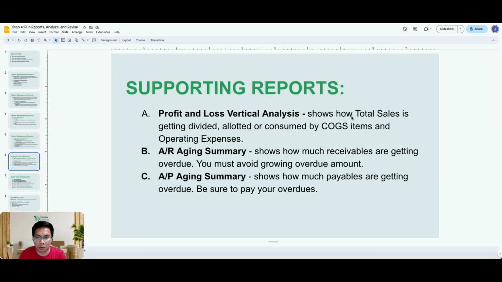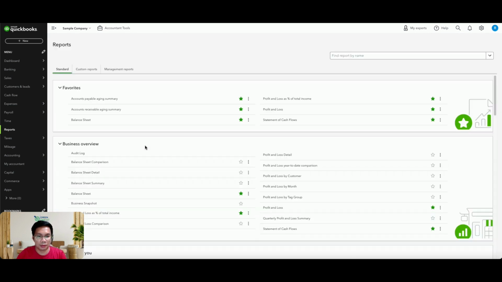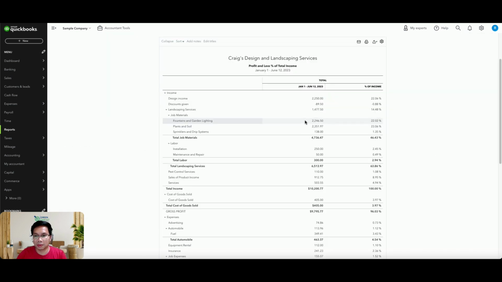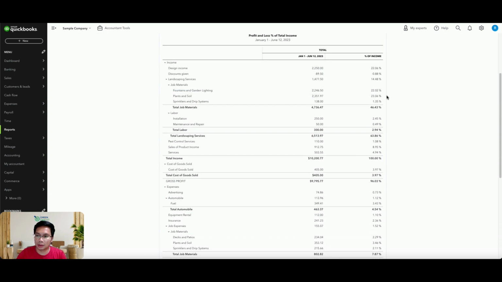So next we have supporting reports. First is profit and loss vertical analysis for the percent of income. It shows how total sales is getting divided or allotted or consumed by cost of goods sold items and operating expenses. So in QuickBooks Online, let's go and run a vertical analysis. Profit and loss as percent of total income. So this is the vertical analysis.